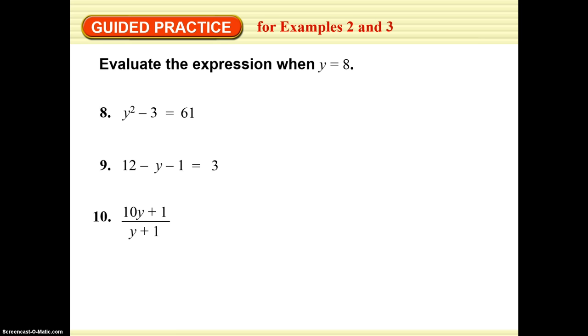Now we'll evaluate numerator and denominator independently, and then we'll divide. So here I'll have 10 times 8 is 80, plus 1 is 81. In the denominator, I have 8 plus 1, which is 9. So 81 divided by 9 gives me 9.